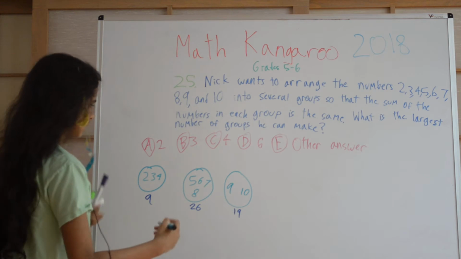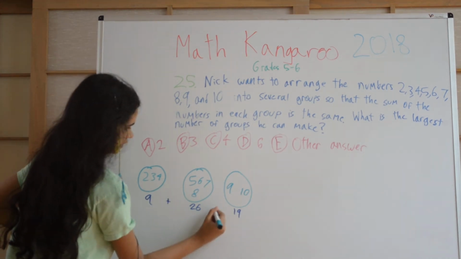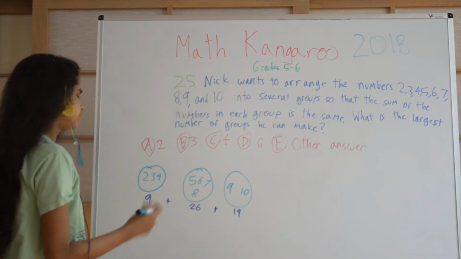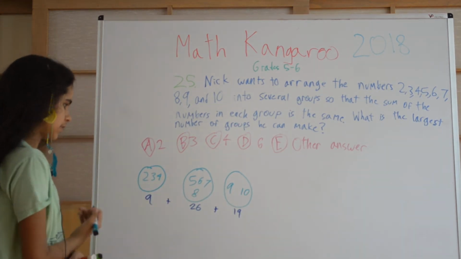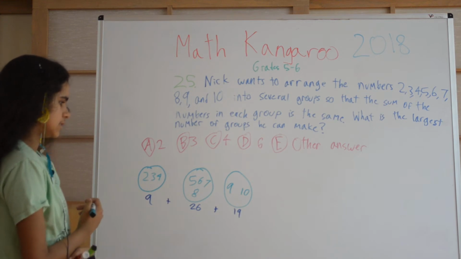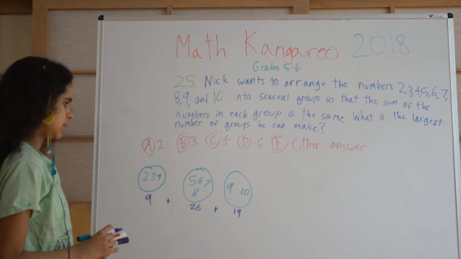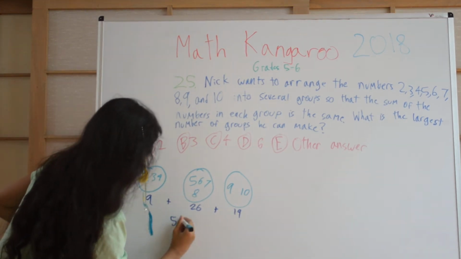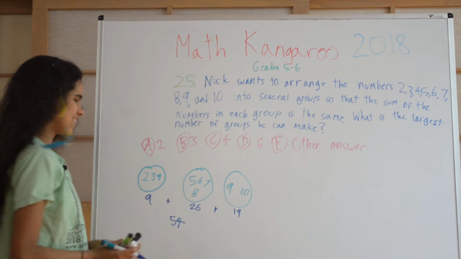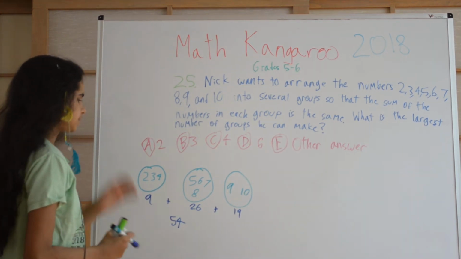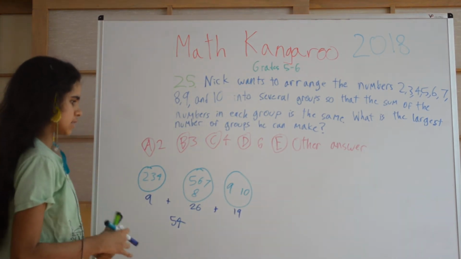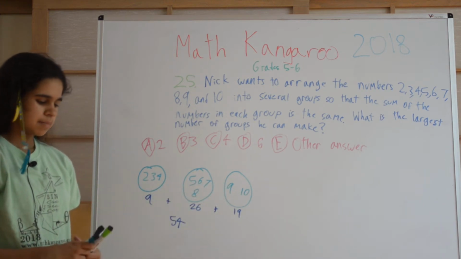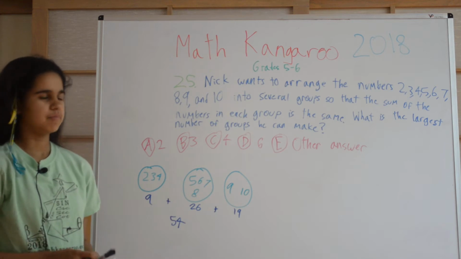And if we add them together, the sum of the totals in each group is the same as the sum of all the numbers, and that is going to be 54. So the sum of all the numbers is 54. And we know that that's also the sum of all the groups. Now we don't know what the sum in each group is, but we can call it x. That's some unknown, whatever it is.